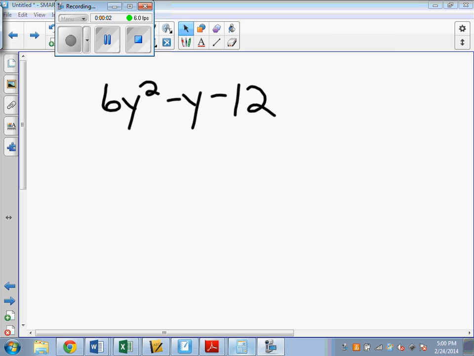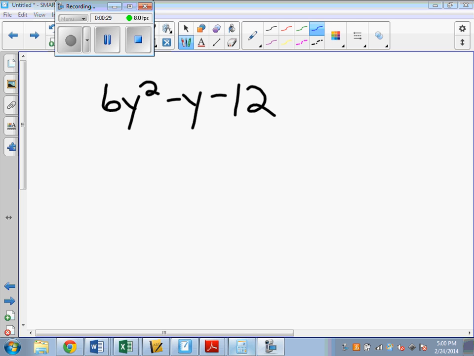Hey everybody, I wanted to make a quick video on how to factor a trinomial with a leading coefficient. So I picked the very first question on your review packet. It's 6y squared minus y minus 12, and we need to factor it. Hopefully you have your guided notes. If not, they're on Moodle for factoring trinomials with a leading coefficient.